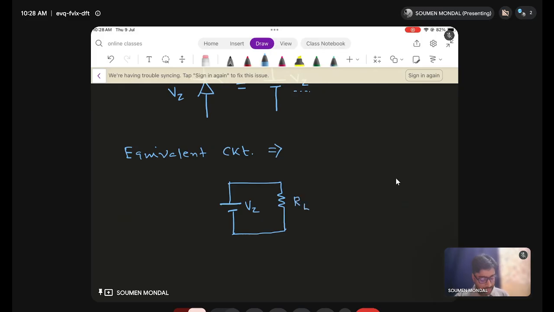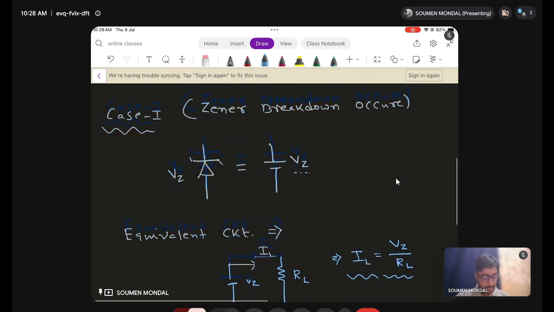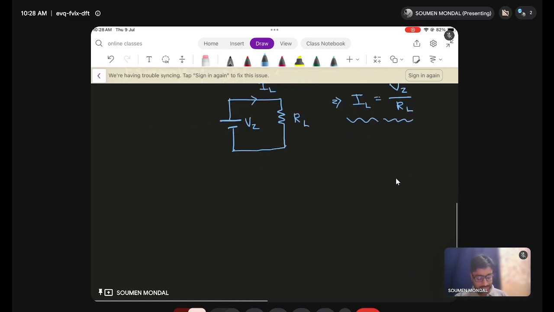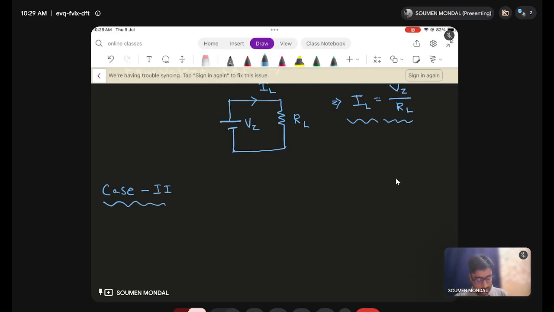So this is RL, so this is IL. Therefore IL is Vz by RL, simply from Ohm's law. So that's all. That's how we can get the current through the load. Now we discussed case 1 when Zener breakdown occurs. Now second case, so here no breakdown.